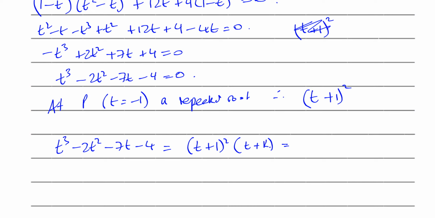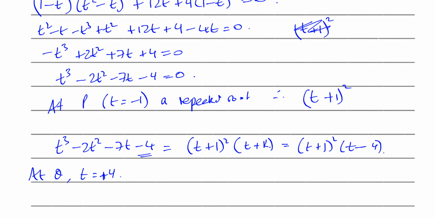So I know, for example, if I expand this, I'm going to get a 1 at the end, and that 1 has to multiply with this to give me minus 4. So therefore, I can say this is going to be t plus 1 squared times t plus 4. Sorry, this has to be minus 4, not plus 4. So that means k must be minus 4, because I have to get a minus 4 when I multiply this out, and this is going to give me a 1 when I expand it. 1 times minus 4 is minus 4, and we can check.